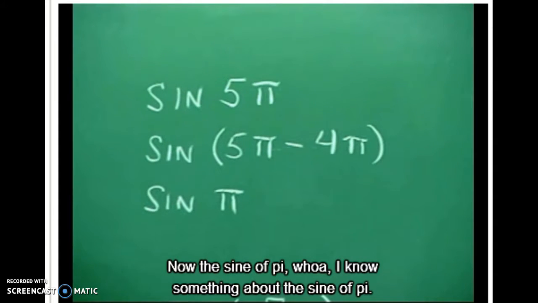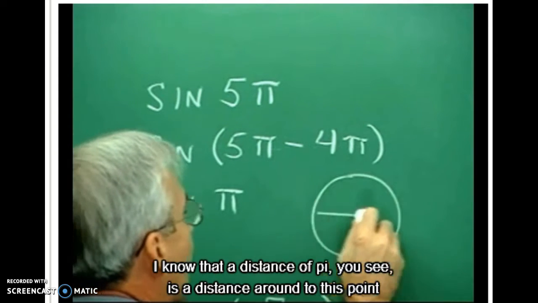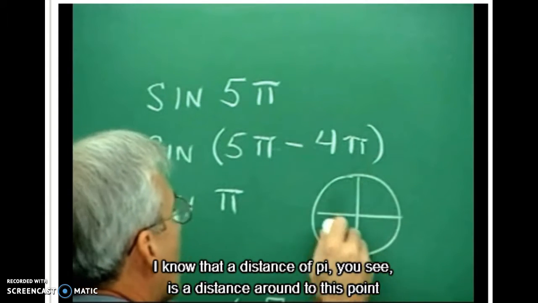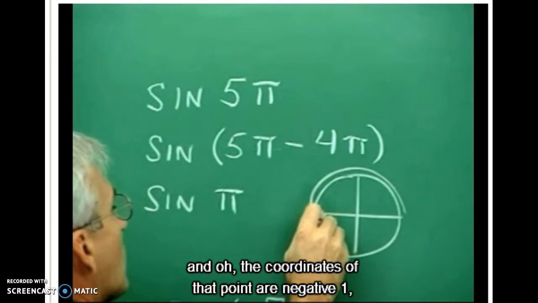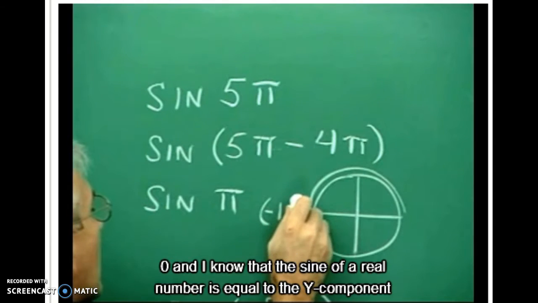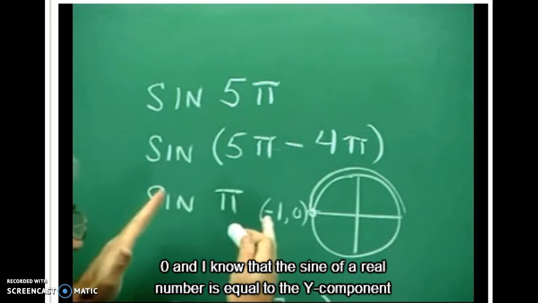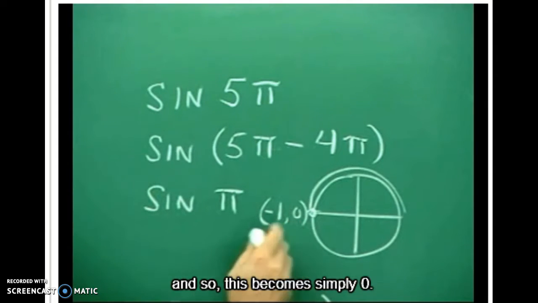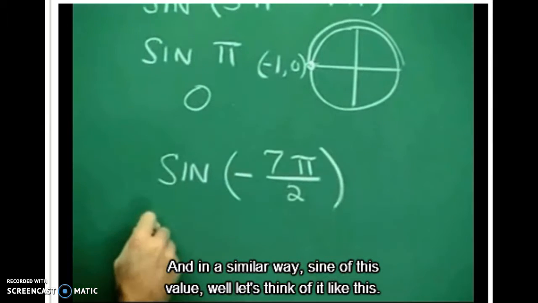Now the sine of pi. Whoa, I know something about the sine of pi. I know that a distance of pi, you see, is a distance around to this point. And, oh, the coordinates of that point are (-1, 0). And I know that the sine of a real number is equal to the y component, and so this becomes simply 0.